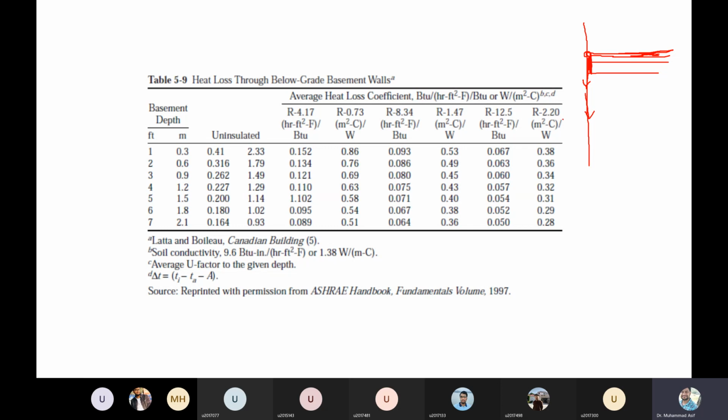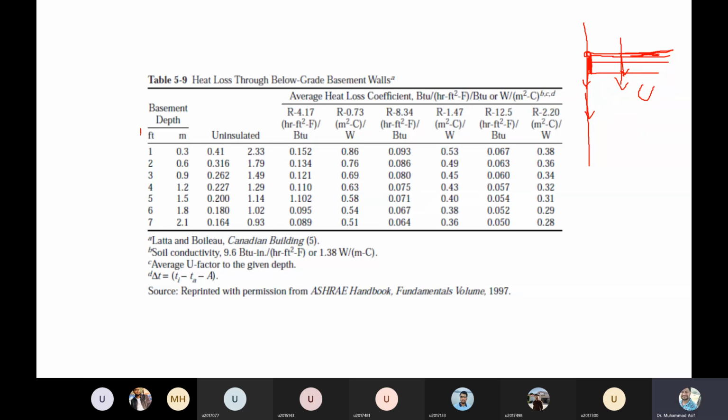So depending upon the nature of the basement wall, you can calculate how deep it is. Accordingly you can calculate the value of the heat loss. This is the heat loss coefficient, the heat transfer coefficient, the value of U because of this basement, depending upon the thickness, how deep it is.